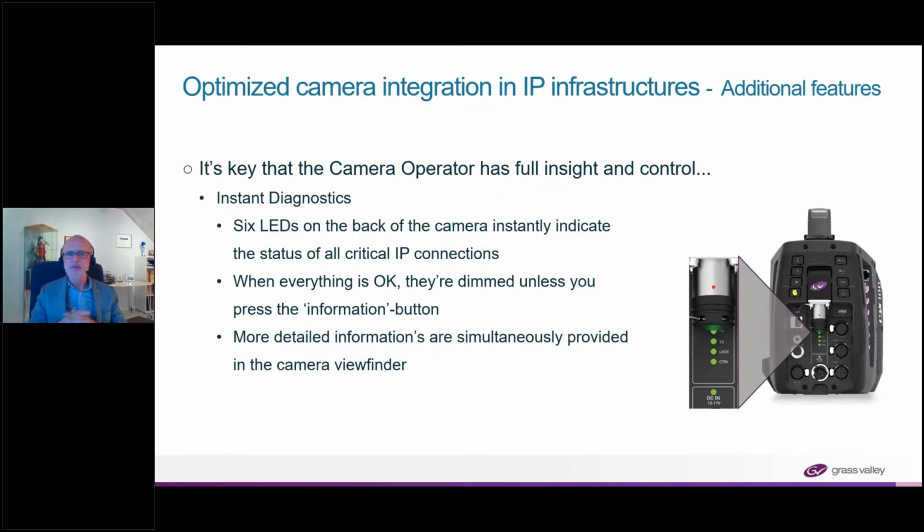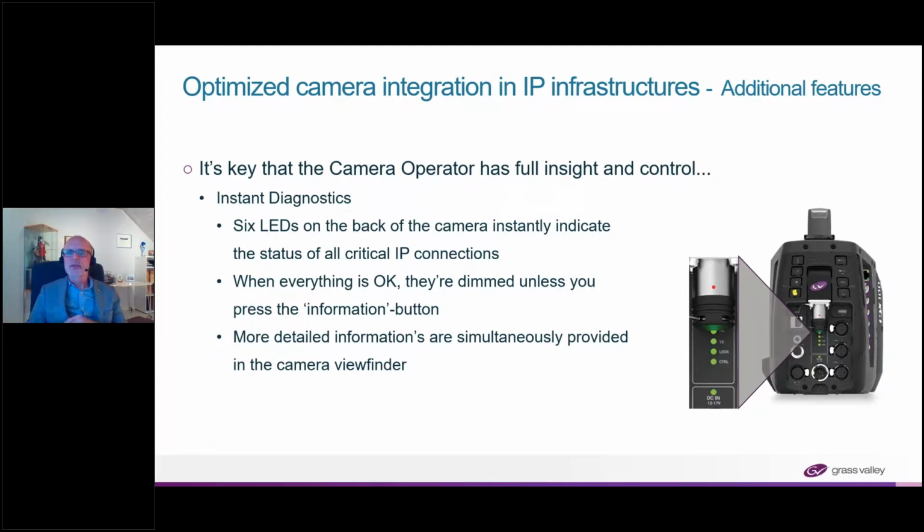So we have a row of 6 LEDs. They are just somewhere behind the SMPTE fiber connector. And if they all are green, then everything is fine. Communication is working, the camera is locked, the stream is going out, the stream is coming in, and all that is perfectly fine and working.